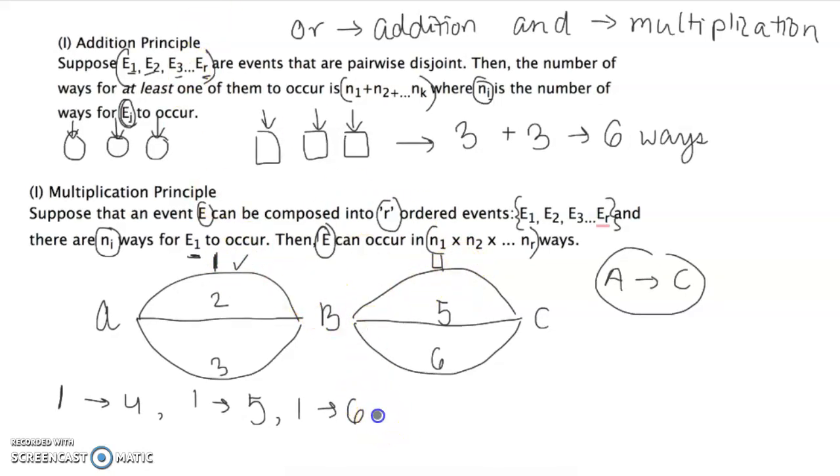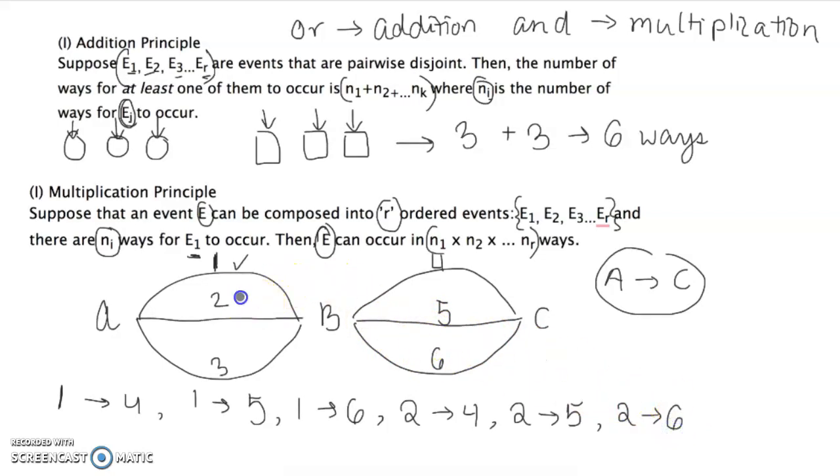Now let's use road 2. From A to B using road 2, and then you can use road 4 to get from B to C. So use road 2, then road 4. You can use road 2 again, and then use road 5 to get from B to C. Using road 2 again from A to B, you can use road 6 from B to C.